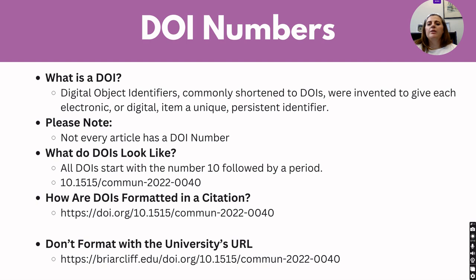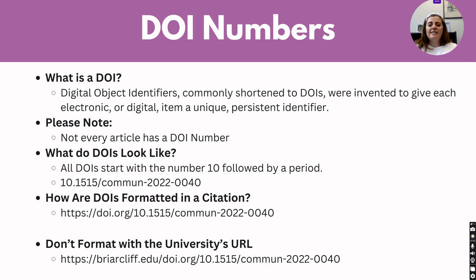All DOI numbers will start with the number 10 followed by a period and then information about that article as well as the publication source. So as you can see here, we have 10.1515, a backslash, COMMUN dash 2022 dash 0040. That gives information about the publication as well as the article number.